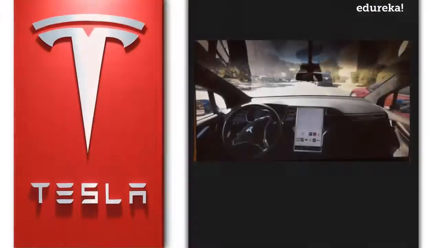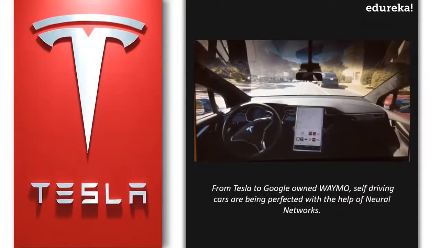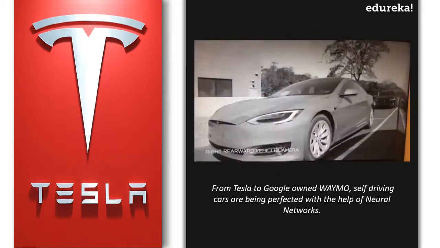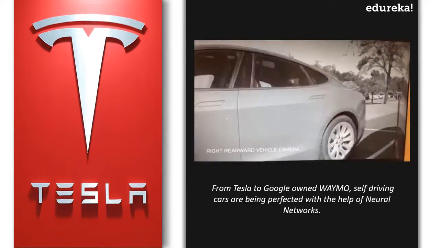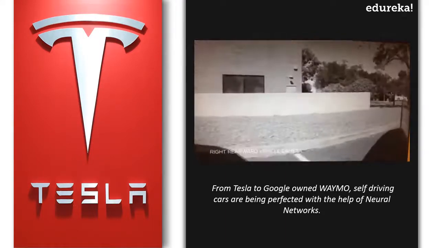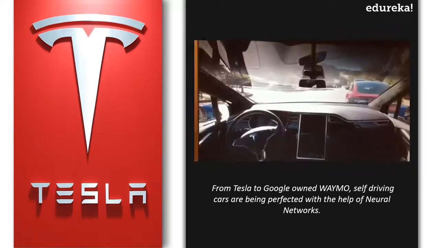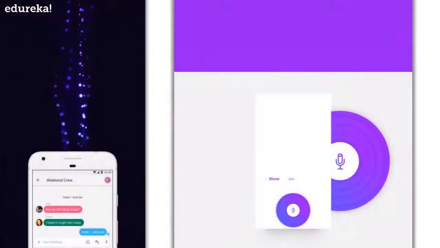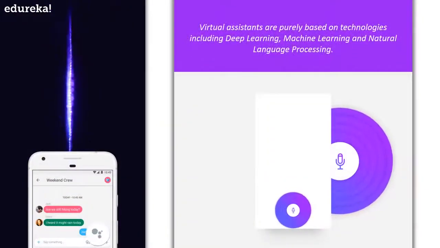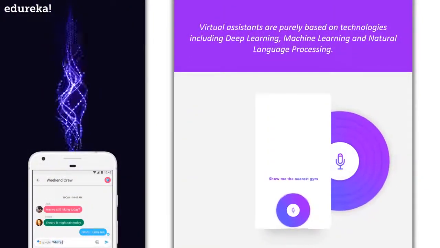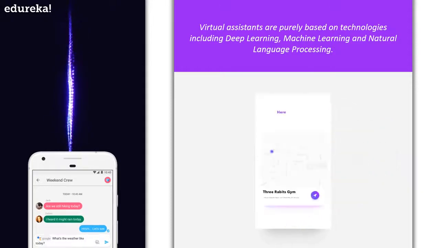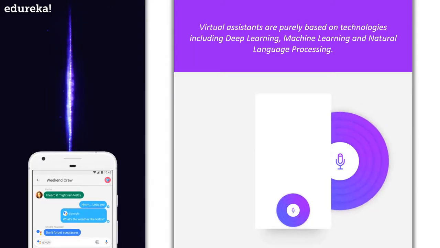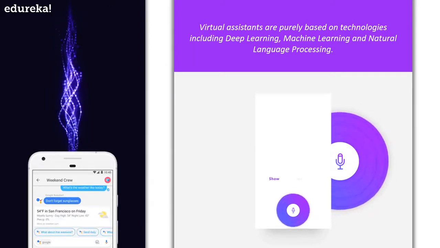Let's not forget to mention automated self-driven cars. Deep learning has played a huge role in the field of self-driving cars. From Tesla to Google-owned Waymo, self-driving cars are being perfected with the help of neural networks. Then, of course, we have the virtual assistants like Siri, Alexa, Cortana that can literally read your mind. These assistants are purely based on technologies including deep learning, machine learning, and natural language processing.